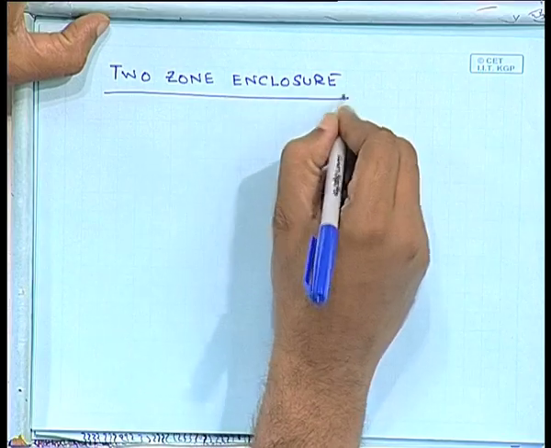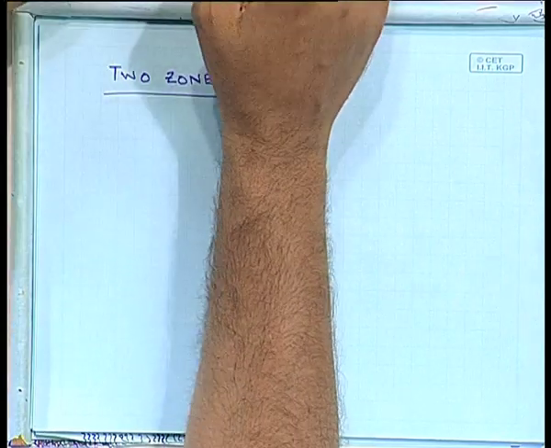What is a two zone enclosure? Okay. Now, what is an example of a two zone enclosure where radiation is taking place? When can you say that two zone is sufficient to form an enclosure? Can you give an example? Yes, what is this cylinder?